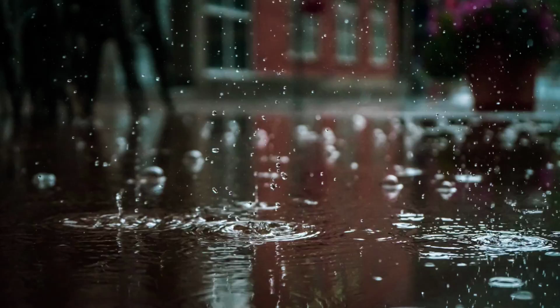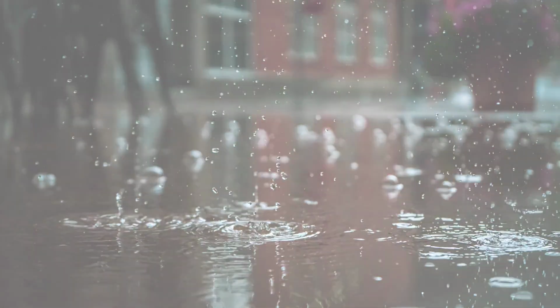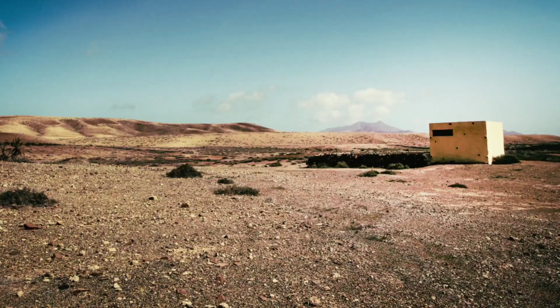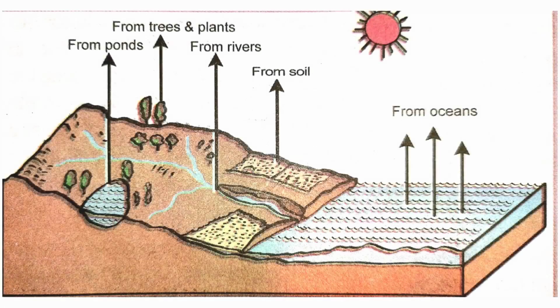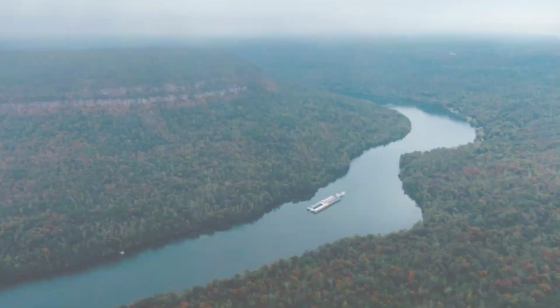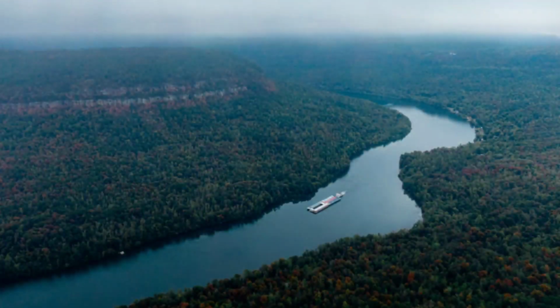Now we are going to discuss the flow of rivers. What happens to the water that falls on the earth? When rain falls on the surface of the land, some percentage of the water percolates into the soil. Some water will be evaporated. Some water may join the rivers. Now we are going to discuss the rivers.